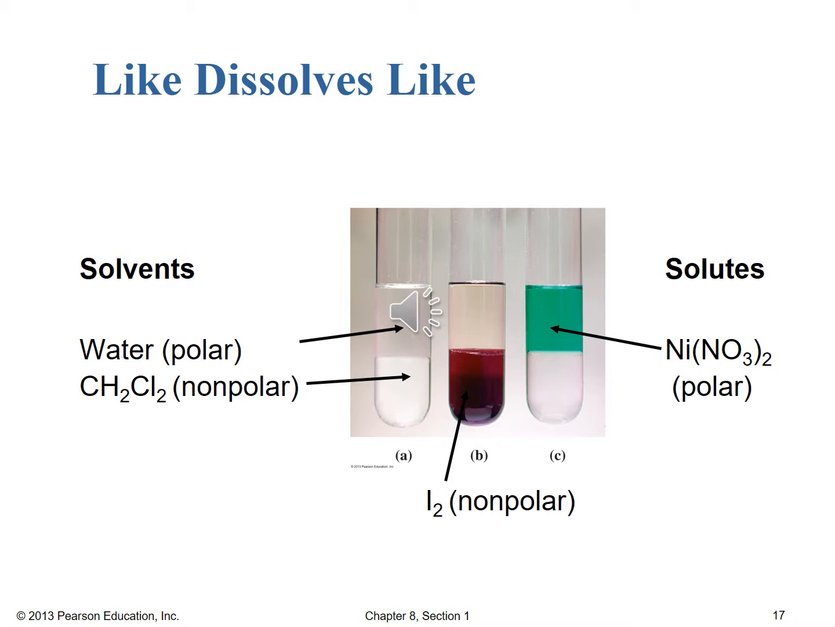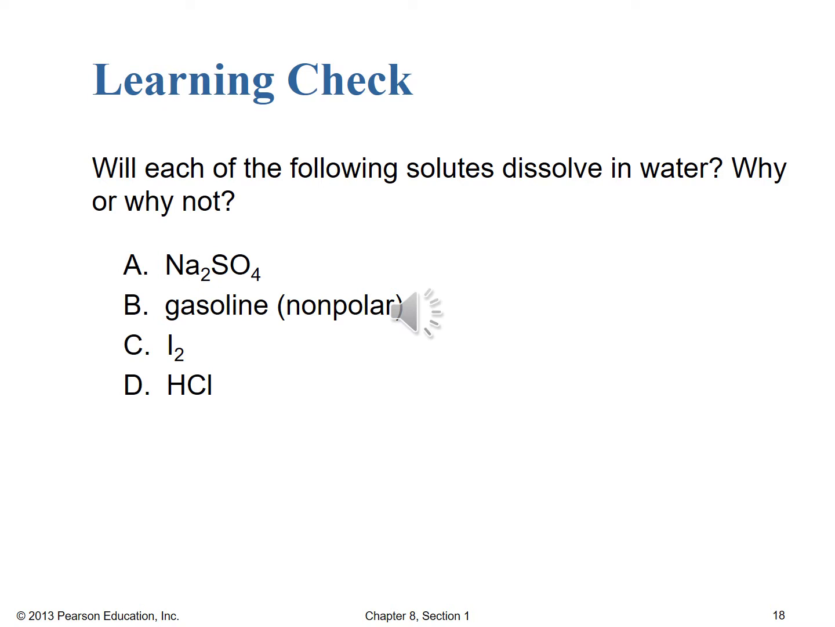On the other hand, if we have nickel nitrate, which is a polar, really an ionic substance that dissolves well in the polar solvent of water, we get that nice nickel color in the top layer, the water layer, but we get nothing appreciable down in the methylene chloride or dichloromethane layer because the nonpolar methylene chloride will not dissolve the ionic nickel nitrate.